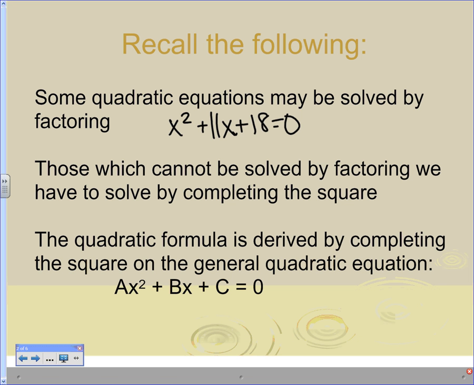All right, so the quadratic formula is derived by completing the square on that formula, ax squared plus bx plus c equals 0. What are a, b, and c? They're just some number. They're all different numbers. They could be the same. Coefficients, yes. So we're going to start with the general quadratic equation, and then we're going to derive the actual quadratic formula.